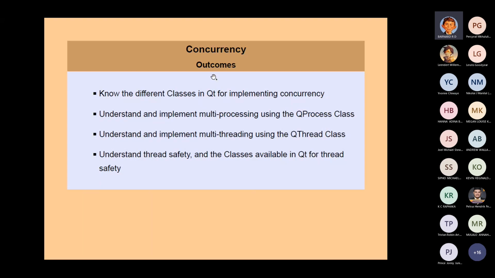Okay, what you need to know for this part of the syllabus, you need to know the different classes in Qt for implementing concurrency. That's mainly QThread and QProcess. Understand and implement multiprocessing using QProcess class, and understand and implement multi-threading using the QThread class. Then you also need to know about some of the related aspects. That's about thread safety and the classes available in Qt for thread safety. Because when you're using multiple threads, you must make sure you don't have clashes with regard to resources and have multiple threads all trying to access the same resource at the same time.